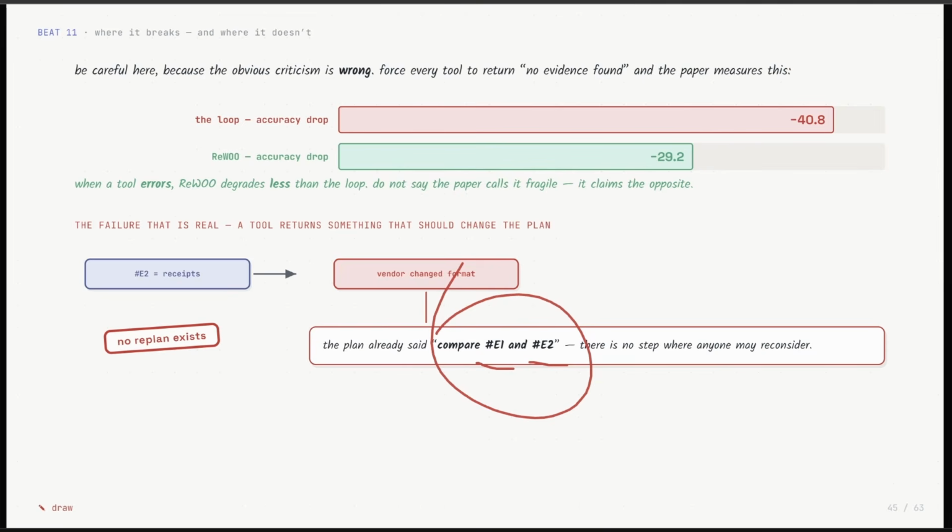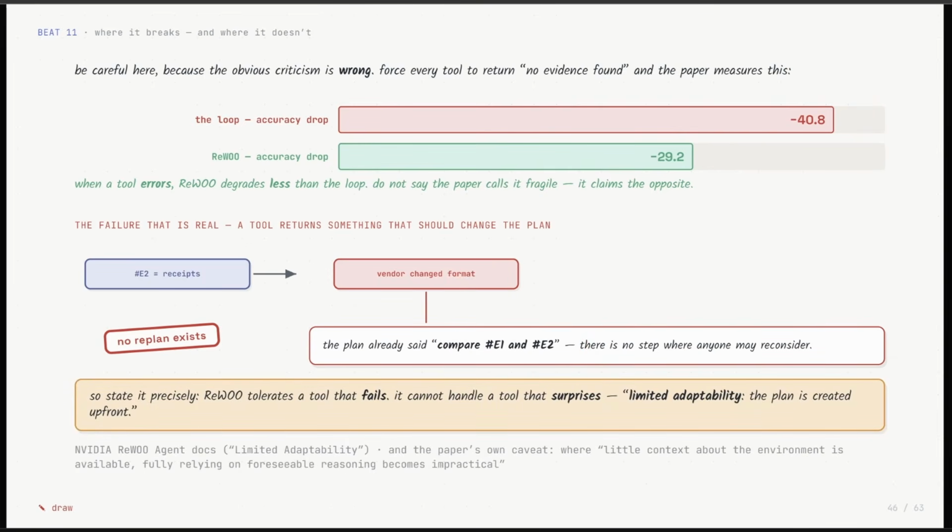And that's worse than a total failure of a tool, which we have already seen previously, because as we said already, when the planner plans something, there is no replanning phase. So to state it precisely, ReWOO tolerates a tool that fails. It cannot handle a tool that surprises. This is called limited adaptability when the plan is created up front. This is what the authors of the paper called it: limited adaptability.